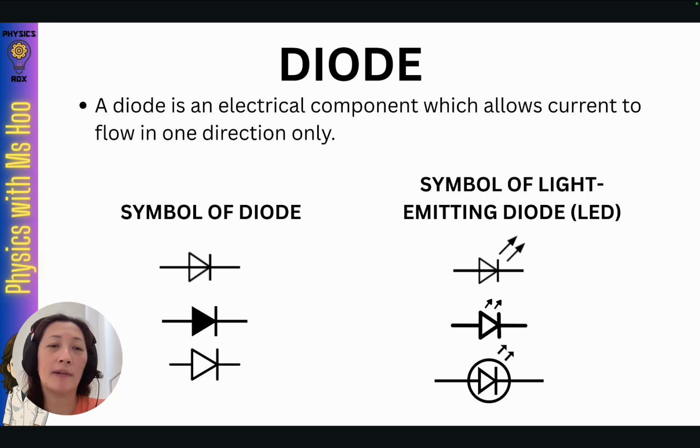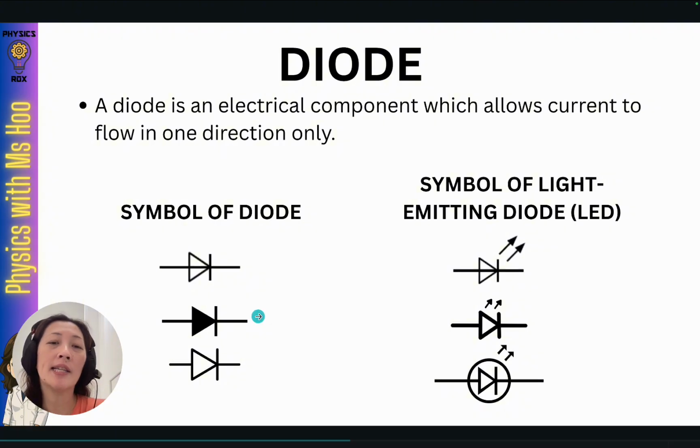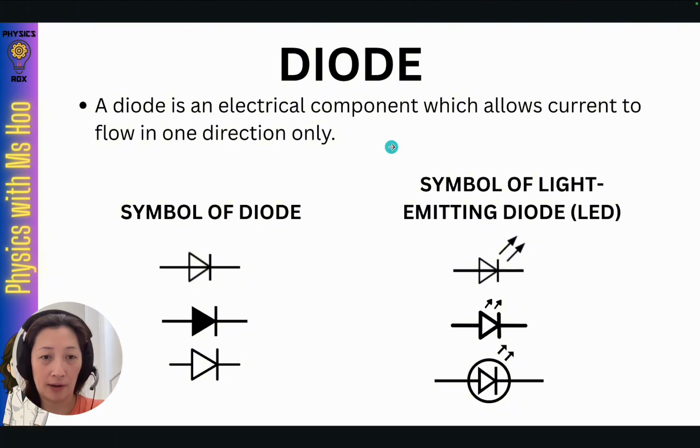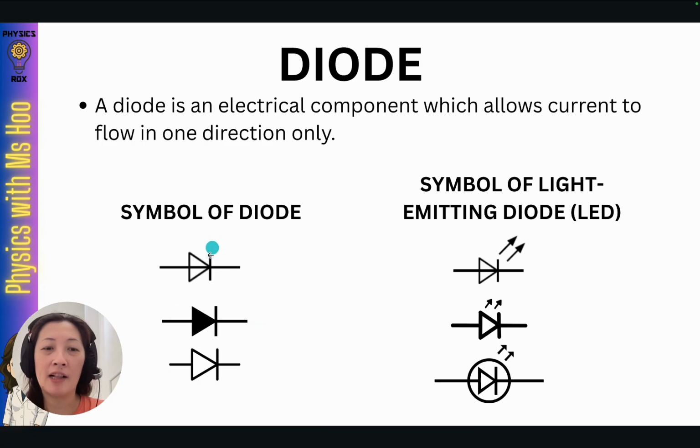Now, first of all, you need to know what a diode is. A diode is an electrical component which allows current to flow in one direction only. So you can think of a diode as kind of like a traffic controller. On the left here, we have several symbols of the diode. The symbol of the diode basically is a triangle with a line to indicate clearly the direction which the current should flow. So you can think of the triangle as representing an arrow that shows us the correct direction in which the current is allowed to flow. That means that for these symbols, the current is flowing from left to right, from positive on the left to the negative on the right.